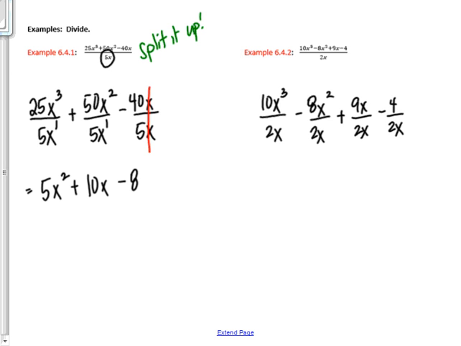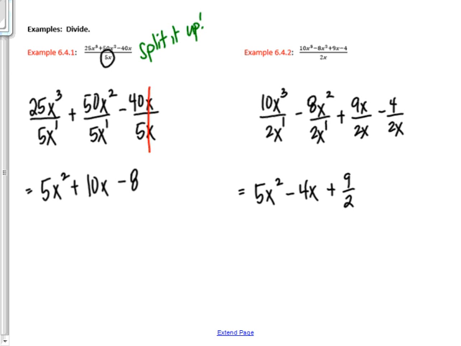Okay? Alright, so if I were to simplify this, 10 divided by 2 is 5, and if I were to subtract the exponents, I get x squared. Minus 8 divided by 2 is 4, and if I were to subtract them, I just get x. Alright, 9 over 2 doesn't reduce. 2 doesn't go into 9, and I can't reduce it.